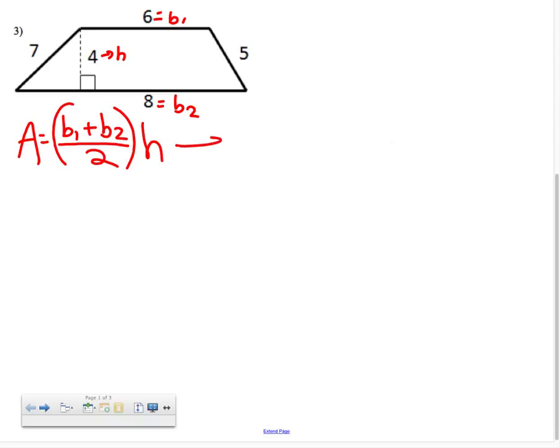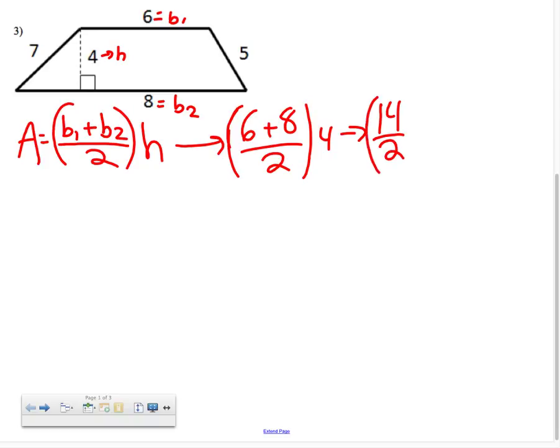So here we go. Base 1, 6, plus base 2, 8, divided by 2, all times my height, which is 4. Again, doing some quick math here, 6 plus 8 gives me 14, divided by 2, all times 4. And then that's going to give me 7, all times 4, which will give me 28, and then it would be units squared if you want to label it, or square units as it would be said.